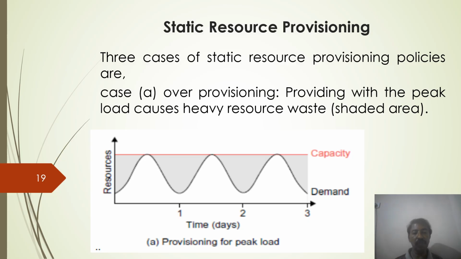The three cases of static resource provisioning policies are: first, case A, over provisioning. Providing for the peak load causes heavy resource waste. They provide beyond the range, shown in the diagram as the shaded area. This is over provisioning. The real capacity is less, but we are providing more resources.